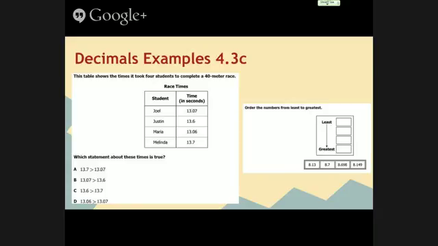They would have to stack them with the line at the decimal, and so on and so forth, making sure that they, big mistake here, might find the correct order, but find greatest to least rather than least to greatest. They need to make sure that they are always looking for the order that they want.